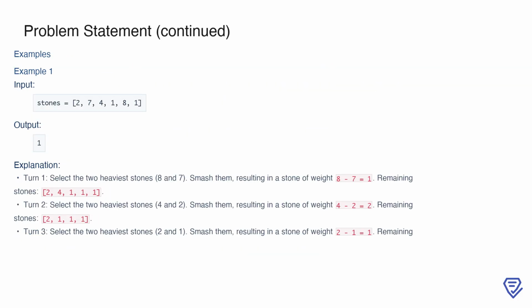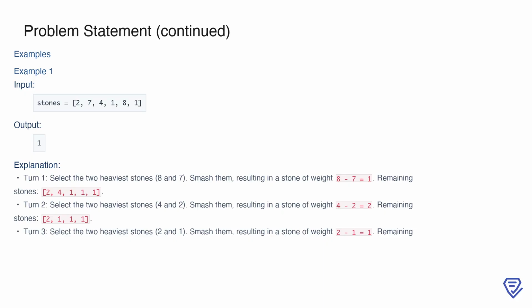Let's look at an example to understand the problem better. Suppose the input array is stones equals 2, 7, 4, 1, 8, 1. The output in this case is 1. Here's how the process unfolds. First, we select the two heaviest stones, which are 8 and 7. Smashing them gives a new stone of weight 8 minus 7 equals 1, leaving us with the stones 2, 4, 1, 1, 1. Next, we pick the two heaviest stones again, which are 4 and 2. Smashing them results in a new stone of weight 4 minus 2 equals 2, leaving 2, 1, 1, 1.